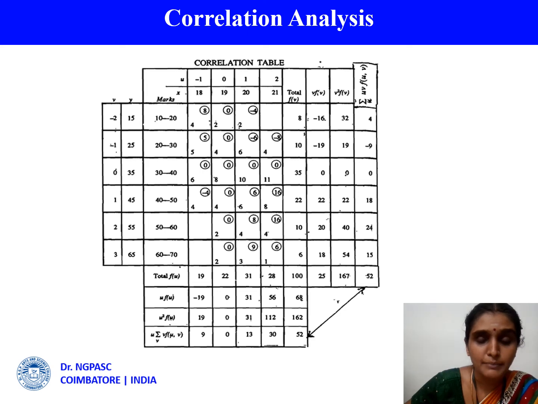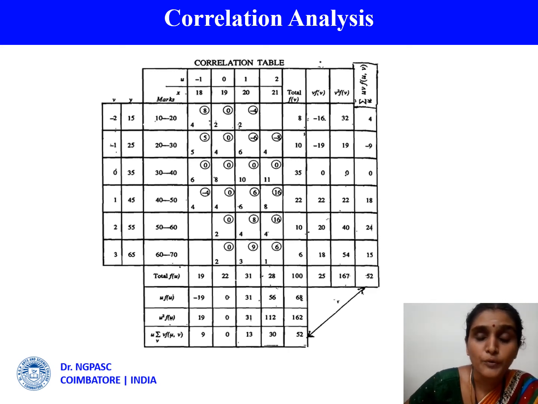First we have to find the mid values of these intervals. So it is 15, 25, 35, 45, 55 and 65. Each has the interval 10. We can obtain the value v by the formula (x minus 35) divided by 10. So (15 minus 35) divided by 10 will give you minus 2. (25 minus 35) divided by 10 will give you minus 1. Similarly, we get 0, 1, 2 and 3 for the v values.